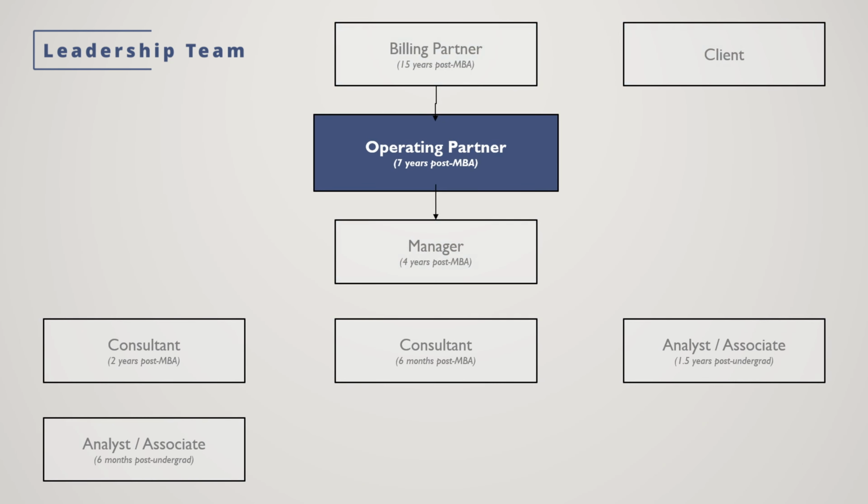An operating partner is a more junior partner, and they're involved more and more in the day-to-day execution of the case. You may meet with them 2 to 3 times a week, and they'll join your case team sessions to actually engage on individual content.